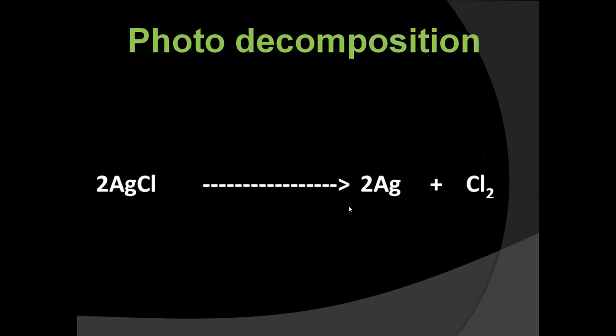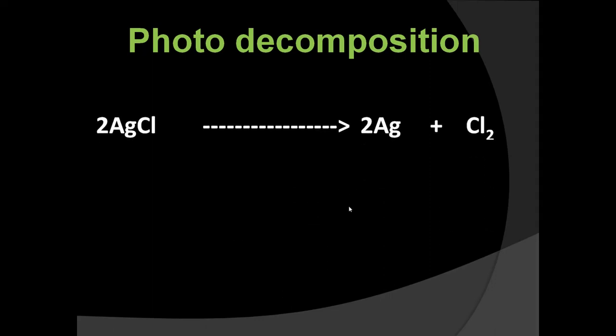Next, now we are going to learn one more type of decomposition. Till now we have learned 2 types of decomposition. One is thermal decomposition, second one is electro decomposition. Now we are going to see photo decomposition. What is photo decomposition? As the name itself indicates, photo means light. The decomposition that takes place in the presence of light is known as photo decomposition.